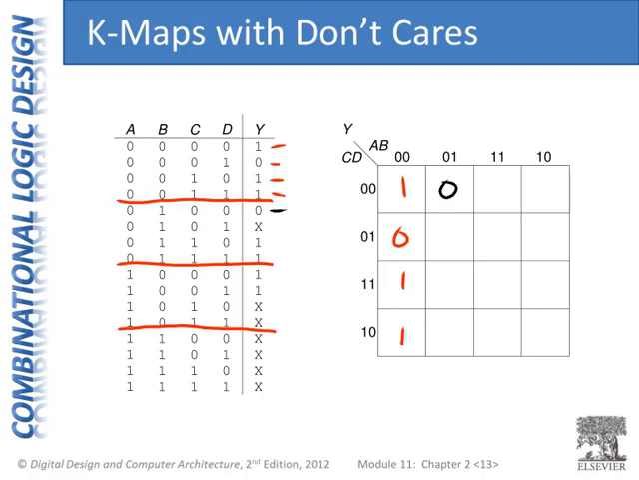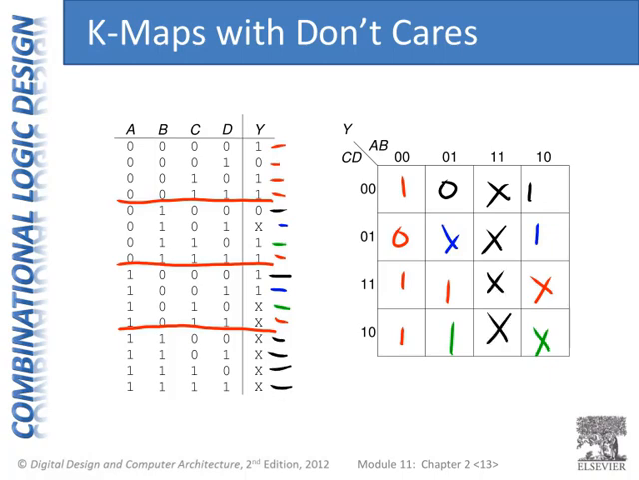0, X, 1, skip a row, 1. And now we have 1, 0, 0, 0, skip a column, we get 1, 1, X, X, and finally we got our last group of 4, X, X, X, X. Okay, so now it's a little more complicated than what we had before.